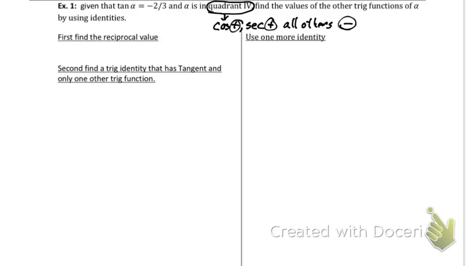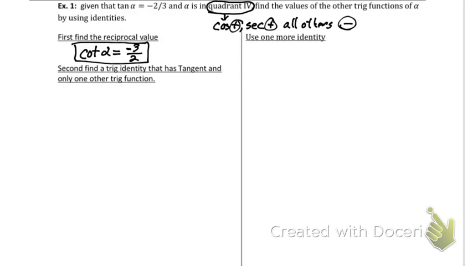Find all the values of the other trig functions by using identities. So we need to find all 6. The easiest way to start this off is just find your reciprocal one first. So you were given tangent, so the first value you're going to find is cotangent, because cotangent is just the reciprocal. The cotangent of alpha is just the reciprocal of tangent, so that's going to be negative 3 over 2. And we're done with one of them. Now we just have 4 more to go.